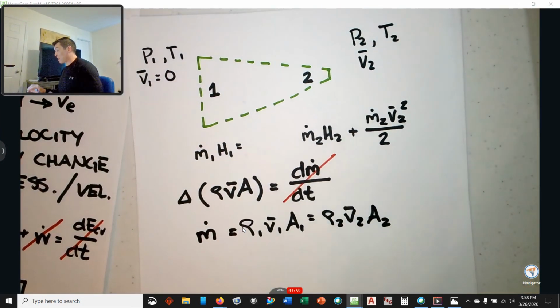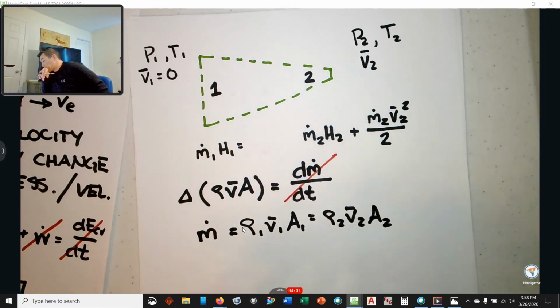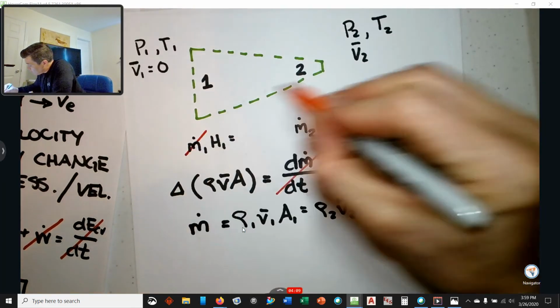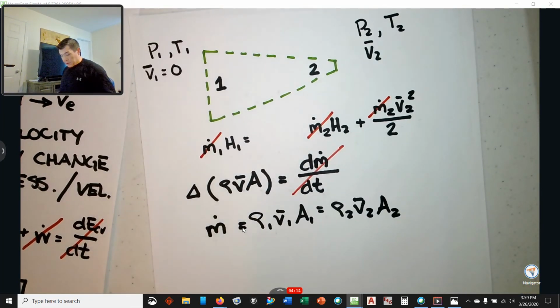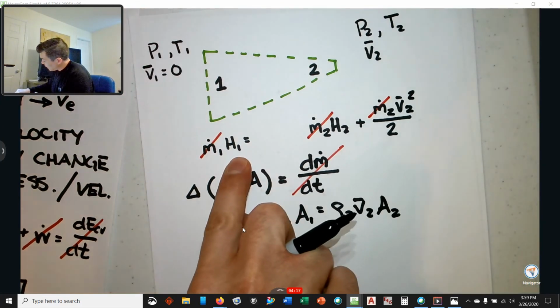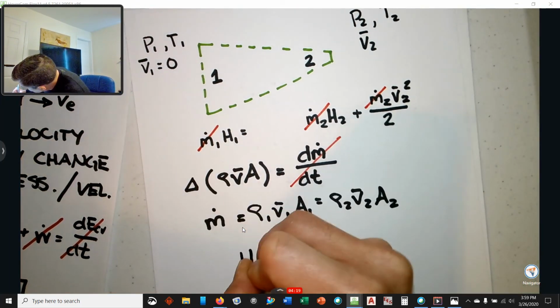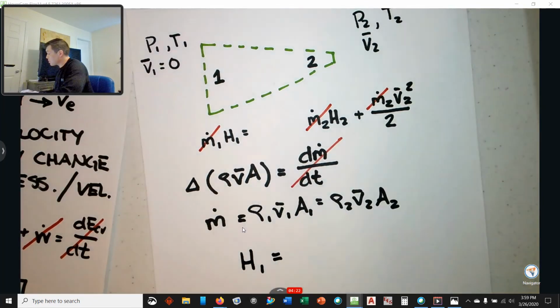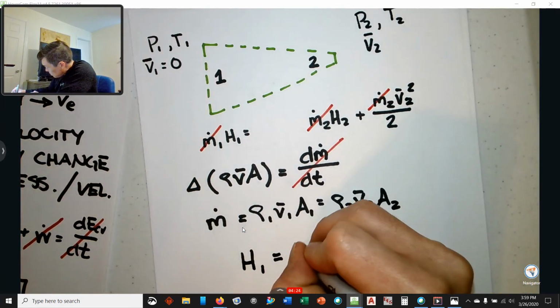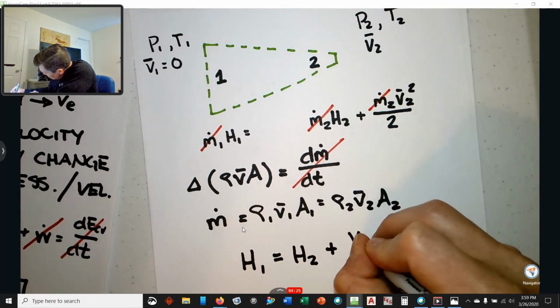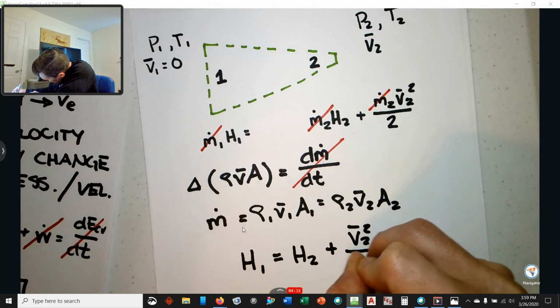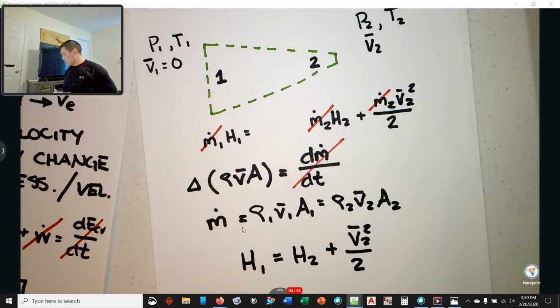Right, this is M dot 1 and M dot 2, so we don't need to worry about this, and furthermore, we can drop it from this equation, right? We have M dot multiplying everything here. So, boom, boom, boom. All right, so we have H1 equals H2 plus that exit velocity that we were kind of seeking.